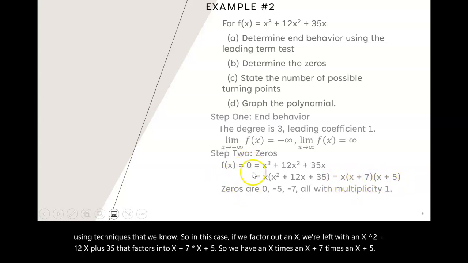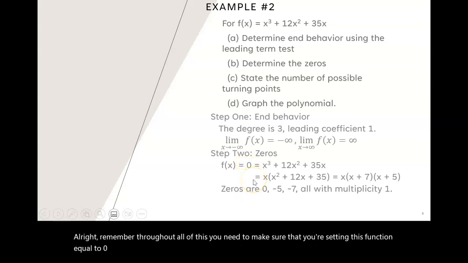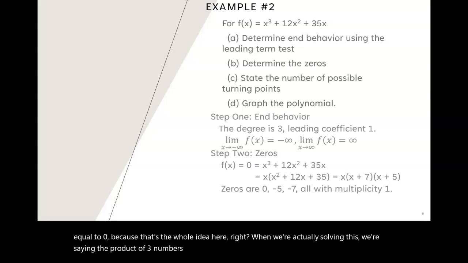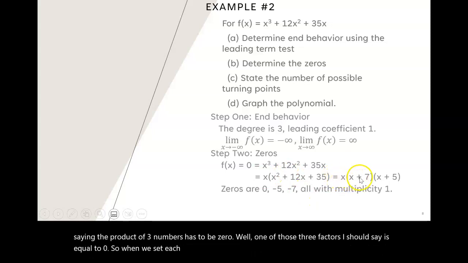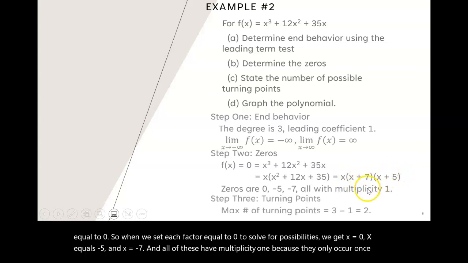All right, remember, throughout all of this, you need to make sure that you're setting this function equal to 0, because that's the whole idea here. When we're actually solving this, we're saying the product of 3 numbers has to be 0. Well, one of those 3 factors, I should say, is equal to 0. So when we set each factor equal to 0 to solve for possibilities, we get x equals 0, x equals negative 5, and x equals negative 7. And all of these have multiplicity 1 because they only occur one time.